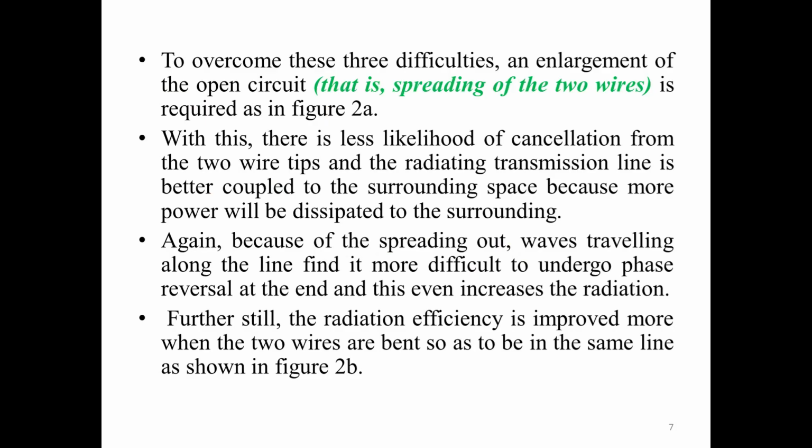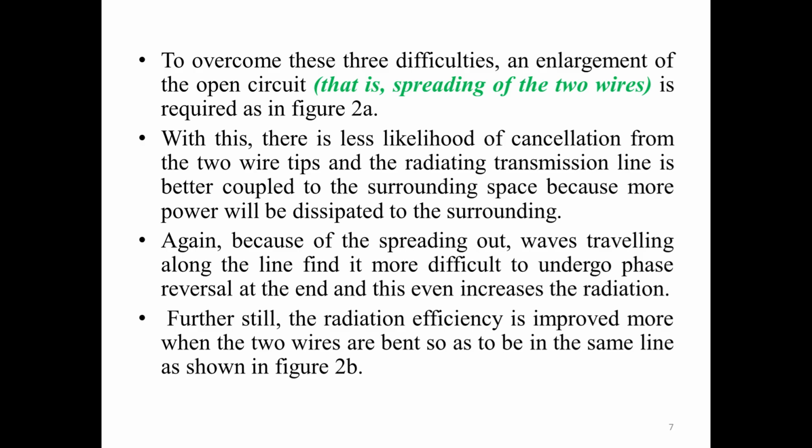To overcome these three difficulties, an enlargement of the open circuit, that is, spreading of the two wires, is required as in Fig. 2a. With this, there is less likelihood of cancellation from the two wire tips, and the radiating transmission line is better coupled to the surrounding space because more power will be dissipated to the surrounding. Again, because of the spreading out, waves traveling along the line find it more difficult to undergo phase reversal at the end, and this even increases the radiation.